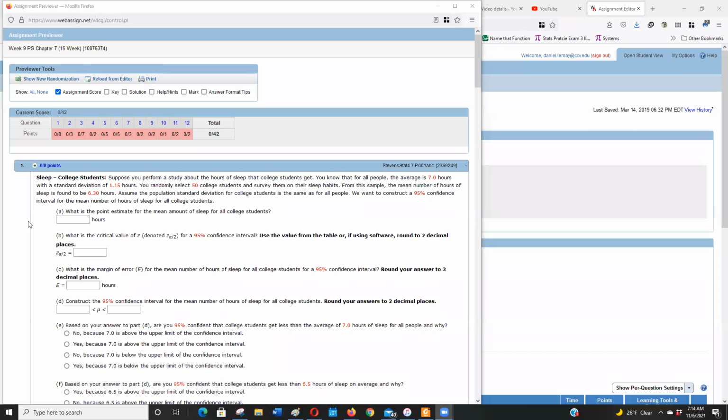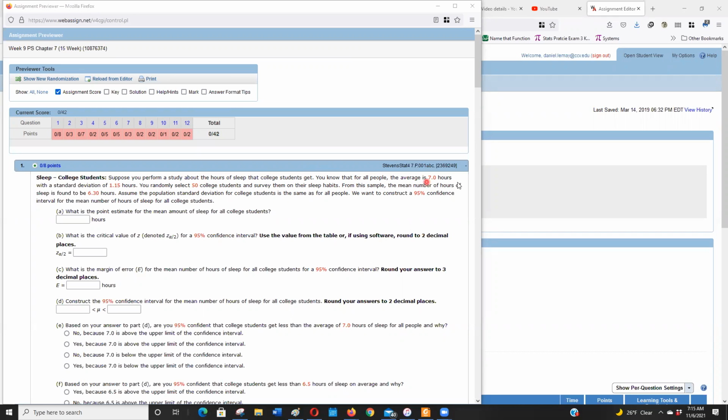Okay, so this first question out of chapter 7 for the WebAssign assignment, always want to run condition checks. If you look in the book, you'll see that this is in the section that says population standard deviation is known. I would know that because, as I read through, we're told the number of hours that college students sleep.